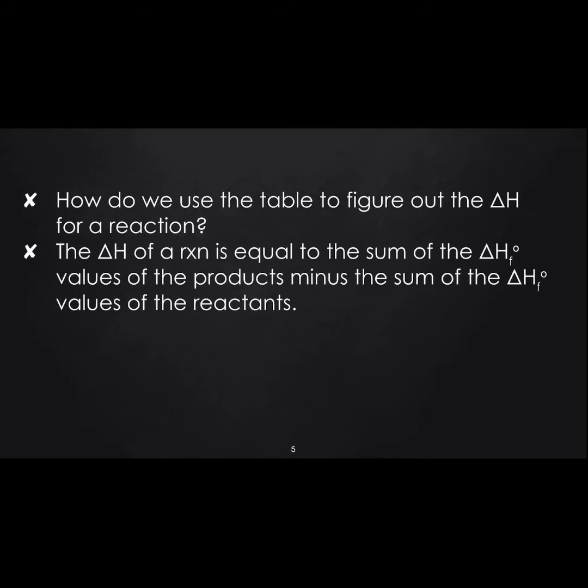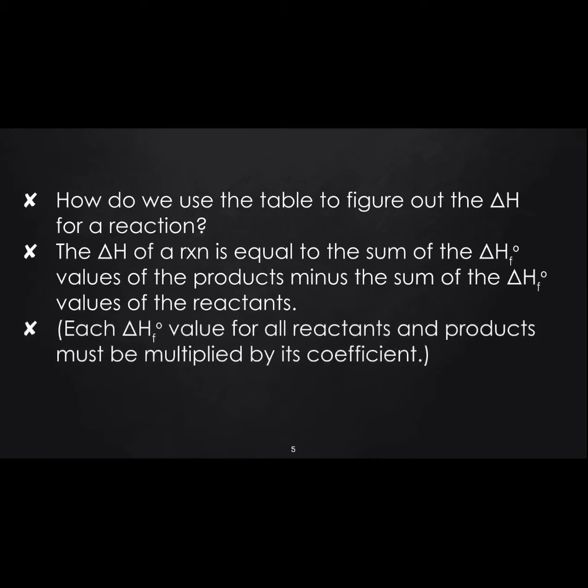The enthalpy change of a reaction is equal to the sum of the enthalpy change of formation values of the products minus the sum of the reactants. So each value for all reactants and products must be multiplied by its coefficient. So if an equation is already balanced, make sure that you use that coefficient to multiply the heat of formation number. We're going to use this equation. So I have the sum of the products minus the sum of the reactants. So let's look at an example.